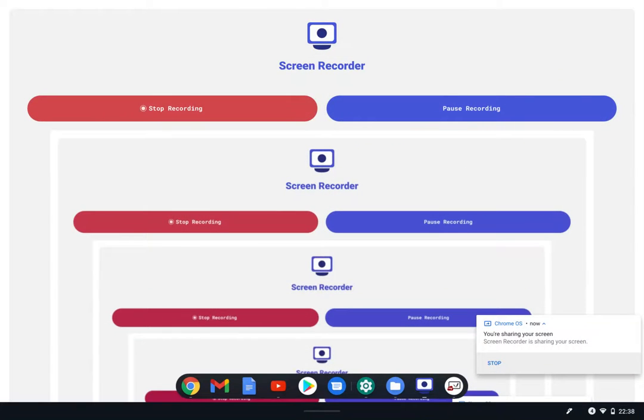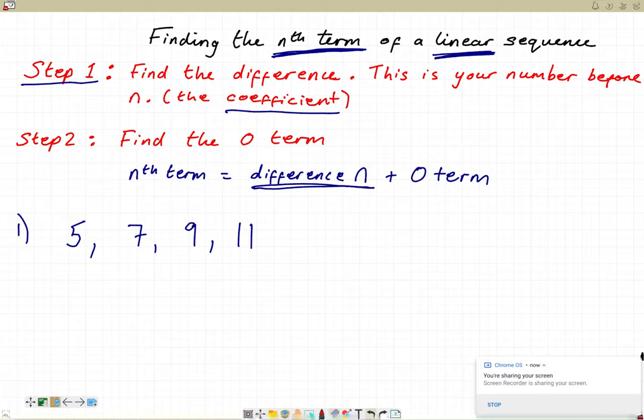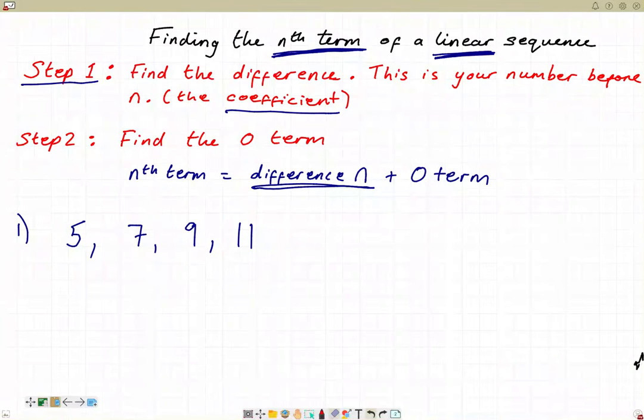Hi guys, so today's video will be on how to find the nth term of a linear sequence. Now there's two steps in finding the nth term of a linear sequence. Just a couple of definitions before we start. The nth term allows us to find any number in a sequence. It also allows us to generate a sequence.